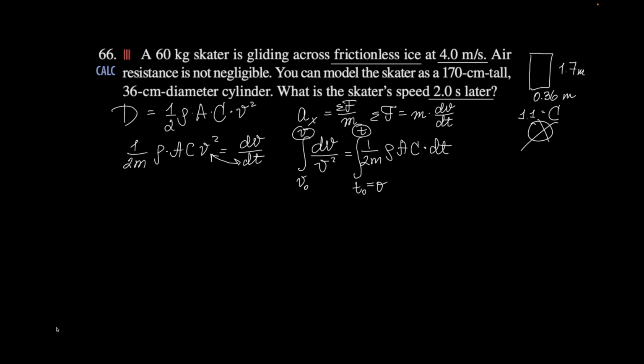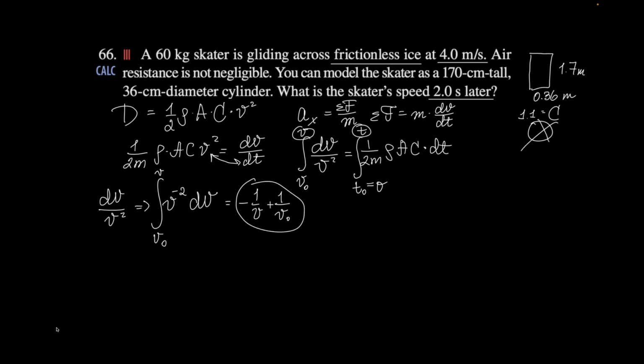Let's look at the left. We're integrating v to the negative 2 dv from v0 to v. Since this is negative 2, when we integrate, this is going to be negative 1 over v, and then plus, because it's minus over minus, 1 over v0. So this is our left side. What do we have on the right? We just have all that contraption, 1 over 2m rho A C times t. Technically it's from 0 to t, but what's the point of multiplying everything by 0? It's just 0. So let's put it all together.